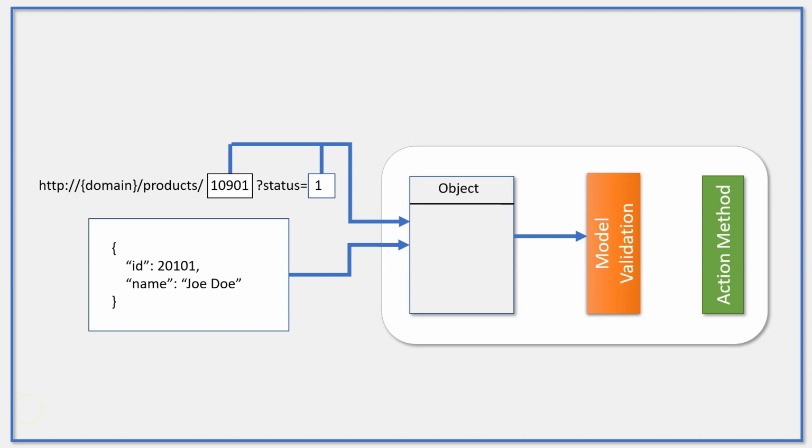There are two different ways to do model validation. The first one is the built-in way through data annotation. The second one is custom validation. Let's take a look at both of them in Visual Studio.